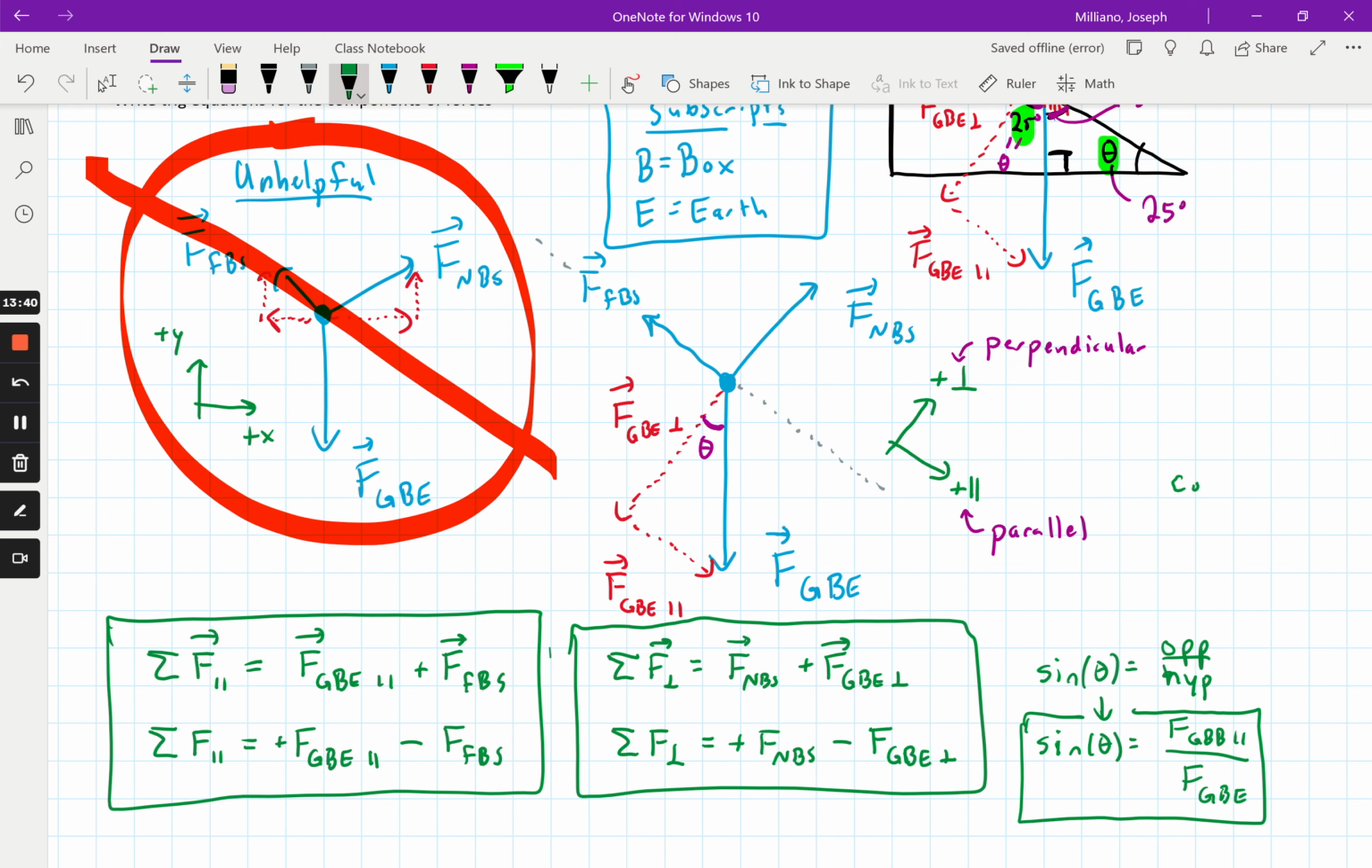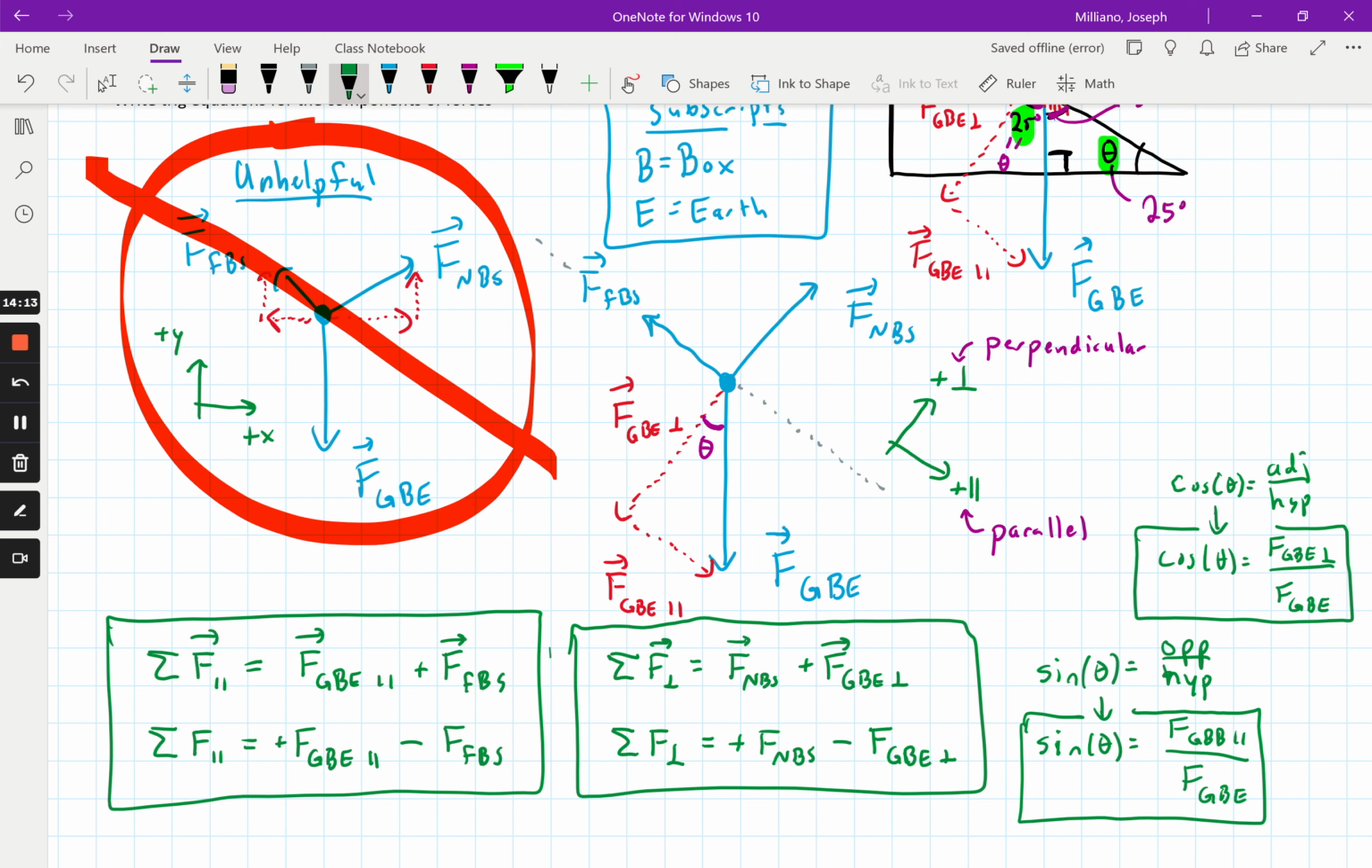I'm kind of running out of room on the screen, but let's go ahead and do cosine of theta up here. That's adjacent over hypotenuse. And translating that one to physics, the adjacent side of that right triangle is the perpendicular component of gravity, and the hypotenuse of that right triangle is the full gravitational force. And so there's our cosine equation to find the components. All right, folks, we are done now with this problem.